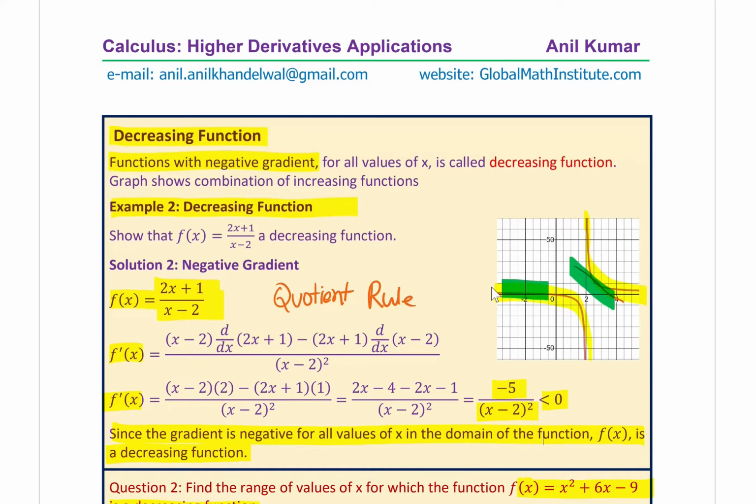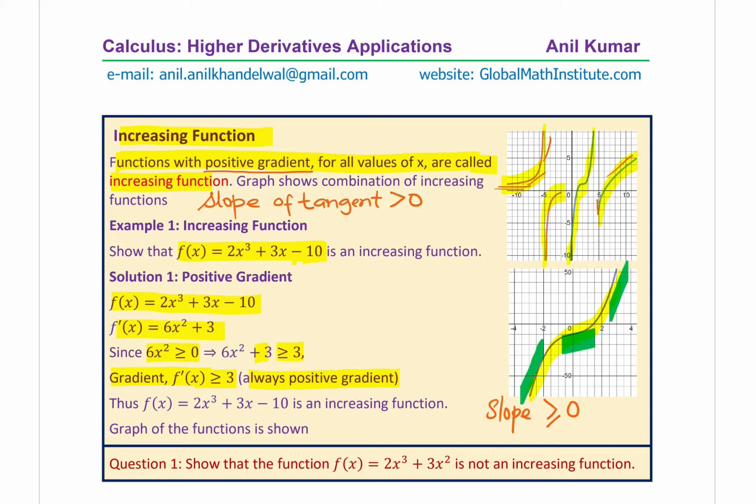Let me see the question number 1 which we missed in the first page. So the question number 1 is: show that the function f of x equals 2x cubed plus 3x squared is not an increasing function, right? Is not an increasing function. That means the function could be a combination of increasing and decreasing, correct?